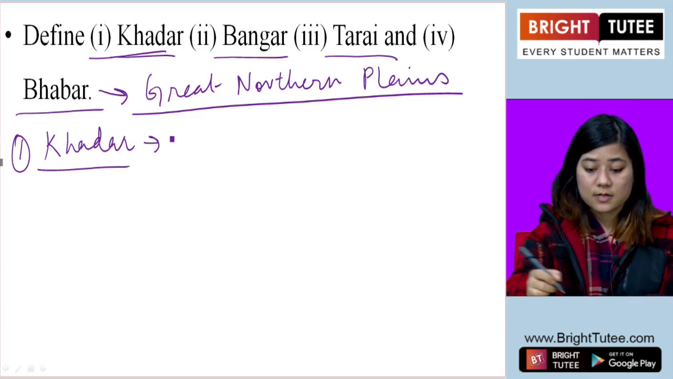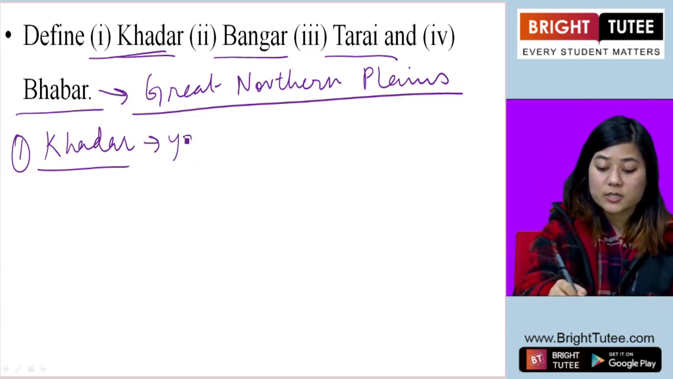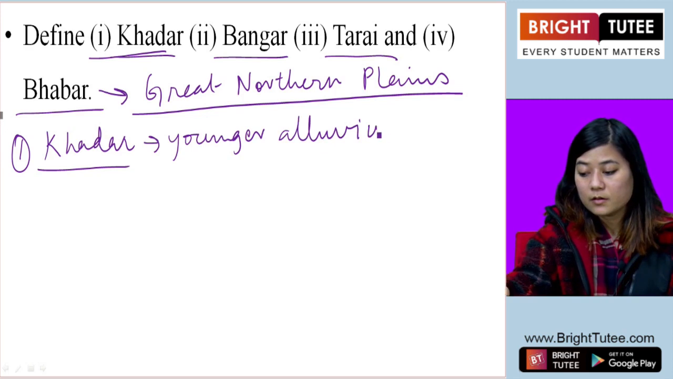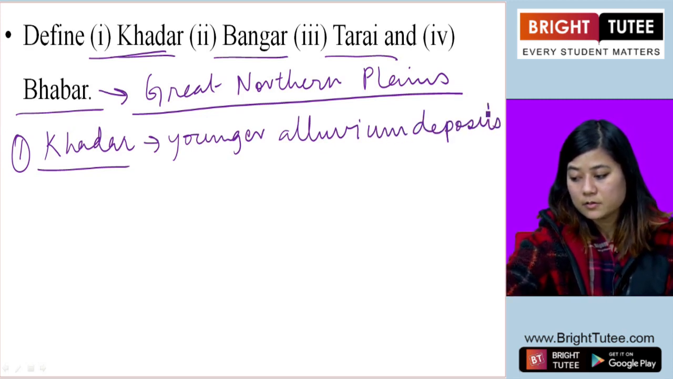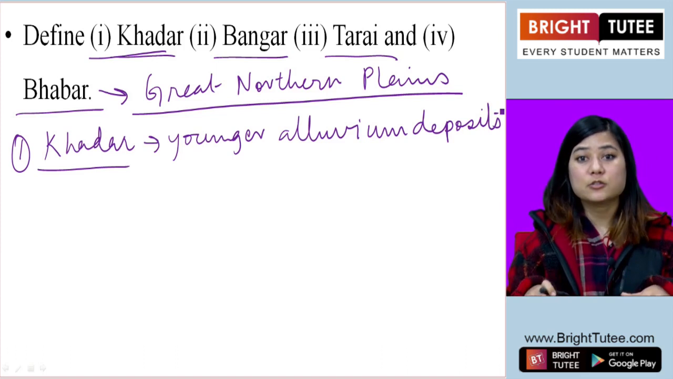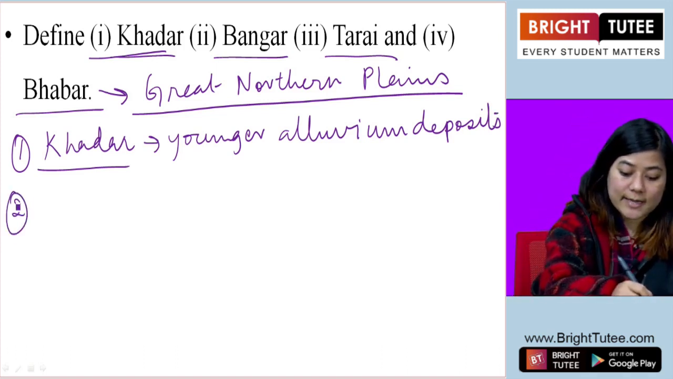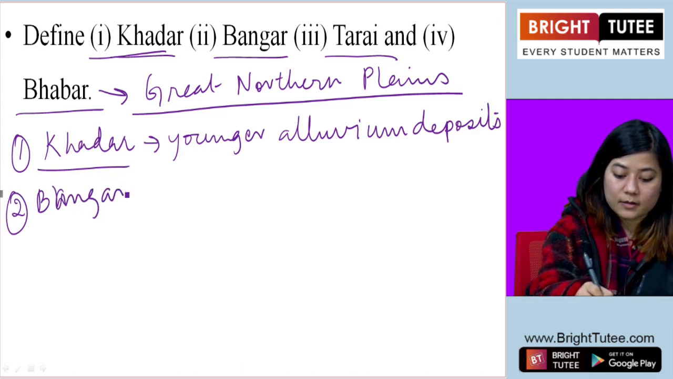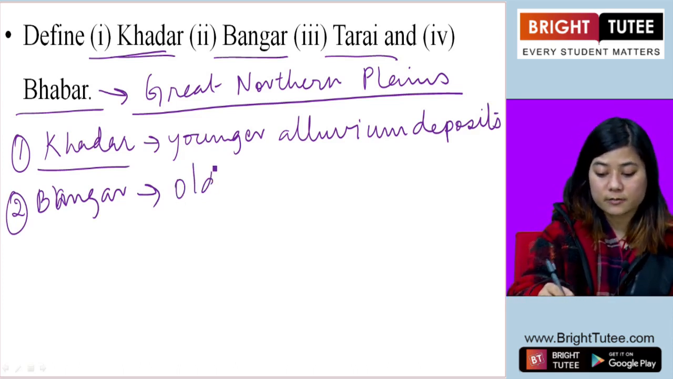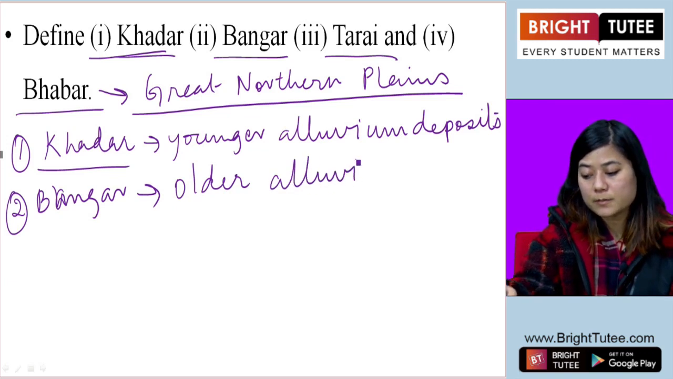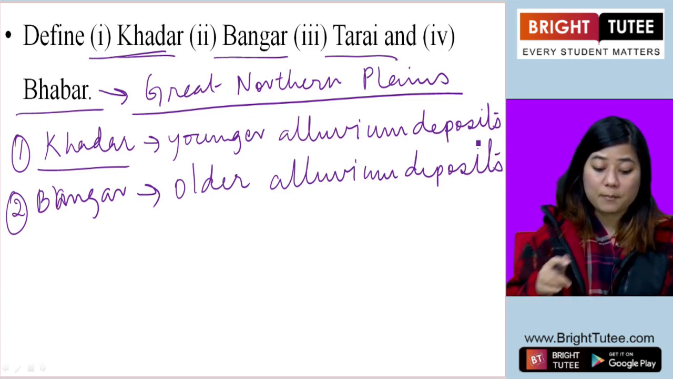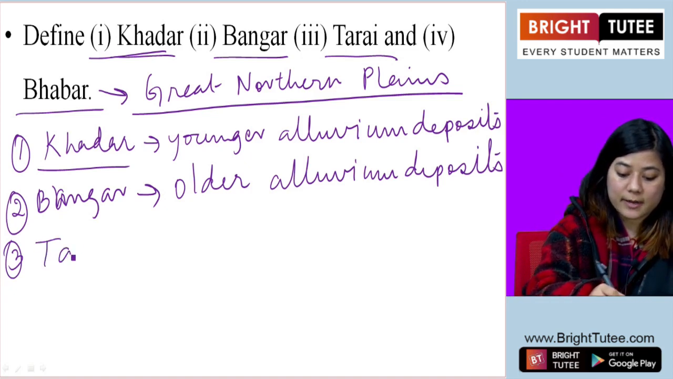Khadar is the soil formed as a result of younger alluvium deposits. So the recent deposit of alluvium forms the soil which is called khadar. The second one, bangar. Bangar is the same kind of deposit, but where the deposit is older. So older alluvium deposits form the soil which is called bangar. The third one is tarai.